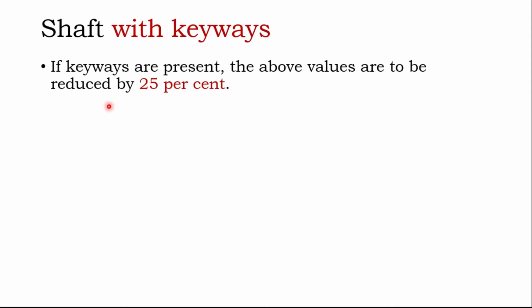What is the above value? Without keyway we have taken 0.30 times the SYT. Now we reduce it by 25%, right? So whatever value we got with the 0.3 multiplying factor, we reduce it by 25% whenever there is a keyway.